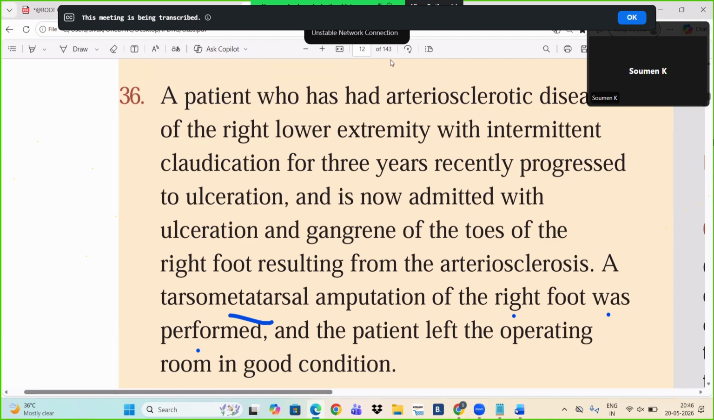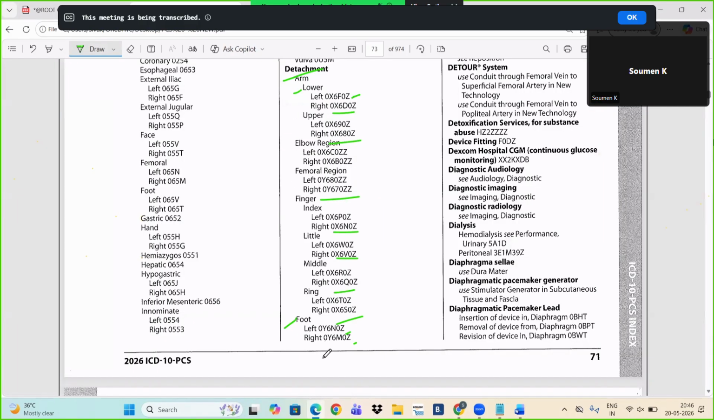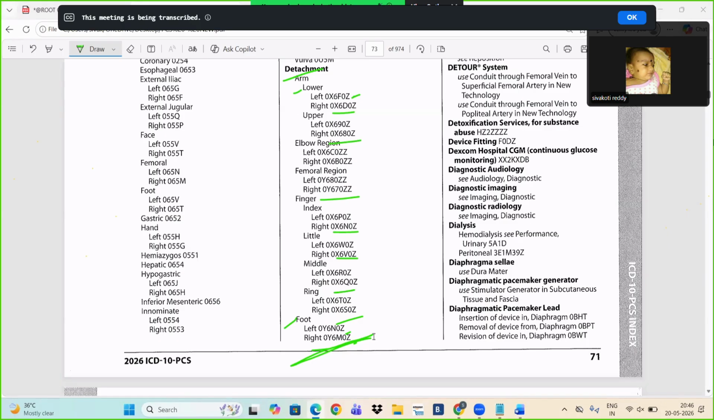Like this, we get the procedure done. Where did they perform the procedure? Foot, right? Right foot. So we need to go with the detachment, foot, right: 0Y6M0Z, correct? Now we need to go for the 0Y6M0Z and identify the qualifier.